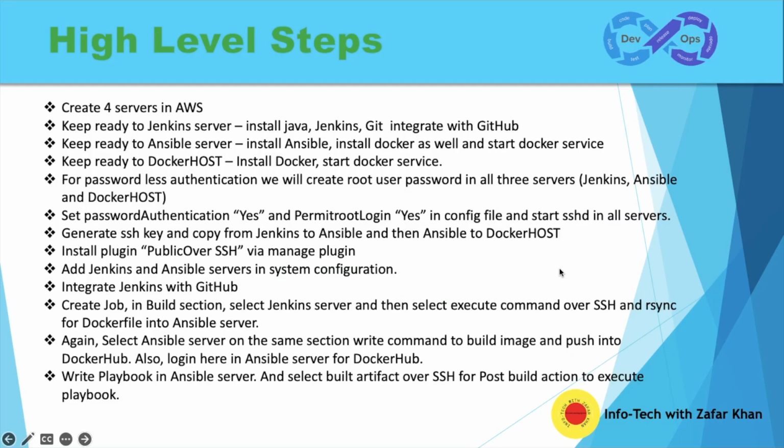So here are some high level steps which I have mentioned in this slide. Basically, we will create four servers on AWS machines and we will use Ubuntu. First, we'll keep the Jenkins server ready. We will install Java, Jenkins, and Git, Git to integrate with GitHub. So Git is also required to be installed in the Jenkins server.